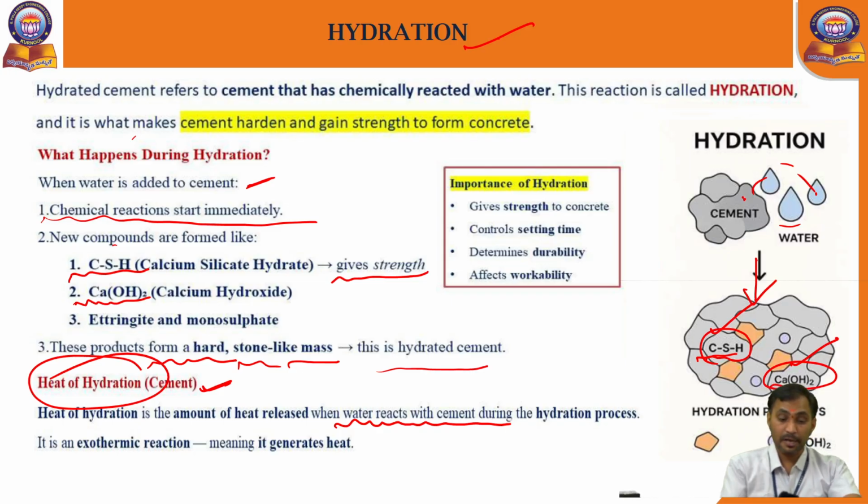Heat of hydration and hydration process: we can look here, when the water is added to the cement, if it is reacting with a chemical reaction, that is the hydration process. If heat is released from the cement paste, the amount of heat released when the water reacts with the cement during the hydration process, that is the heat of hydration process. This heat of hydration process is an exothermic reaction, meaning it generates heat. Okay, next.